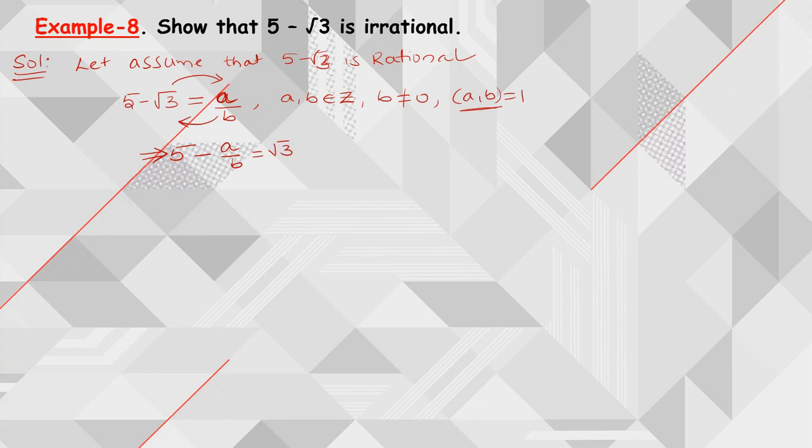So 5 minus a by b is equal to root 3. Now on taking LCM, we can say that (5b minus a) by b is equal to root 3. Now if you observe this carefully, a is an integer, b is an integer, right? When I do simplification, 5 times b minus a, so 5 times an integer is an integer, minus an integer. So integer minus integer gives me an integer, whereas the denominator b is also an integer. So integer by integer is nothing but a rational number.